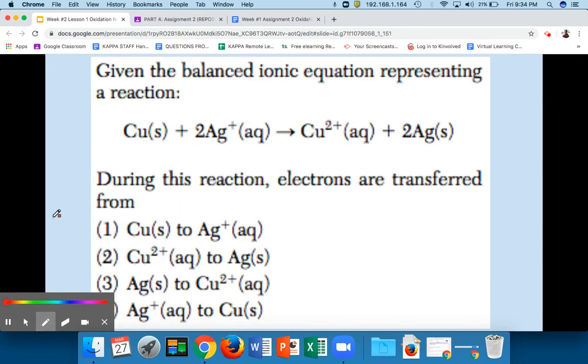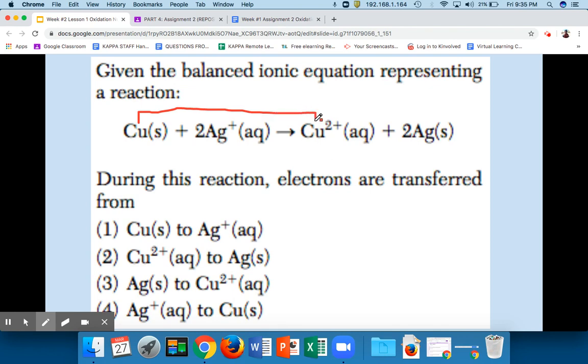So let's review this one question that was part of your homework last week. Given the balanced ionic equation representing a reaction, copper solid plus silver aqueous gives us copper aqueous plus silver solid. Ag is silver. During this reaction, electrons are transferred from blank to blank. So we have to look at our equation and figure out which of the elements is losing electrons and which is gaining. So we can do this by looking at one at a time.